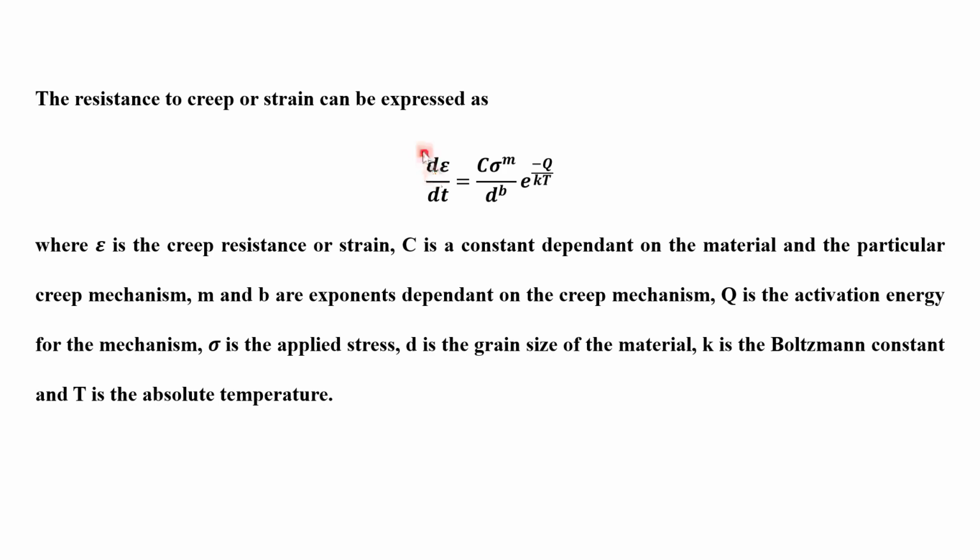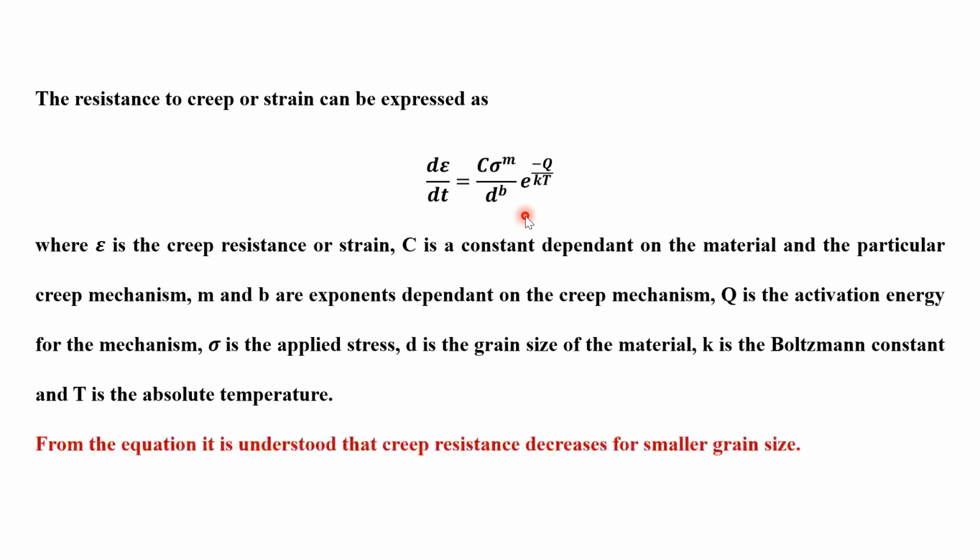T is temperature. So from this equation also, we can see here that dε/dt is inversely proportional to d^b, and dε/dt gives us the creep resistance and d gives us the size of the grains. Therefore, due to this inverse relationship, we can say that as the grain size in the creeping state increases, the material will be more creep resistant. Hence, we can say from the equation that creep resistance decreases for smaller grain size. Is it clear?